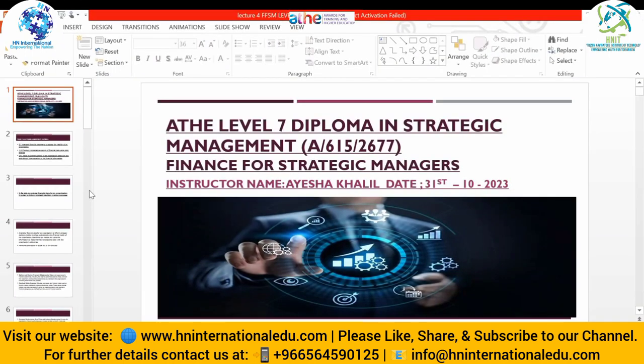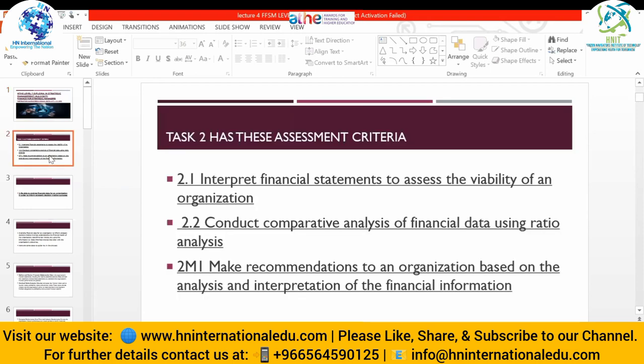In the last task, we completed task number one, which was supported by lecture number one and lecture number two. Technically, today we are having lecture number four for this course. After this lecture, in the next class, we will be having task number two. In that task two, we have these assessment criteria. So the slide supports only these assessment criteria.